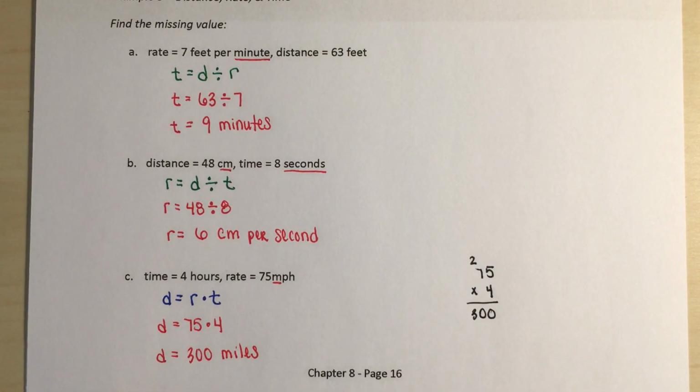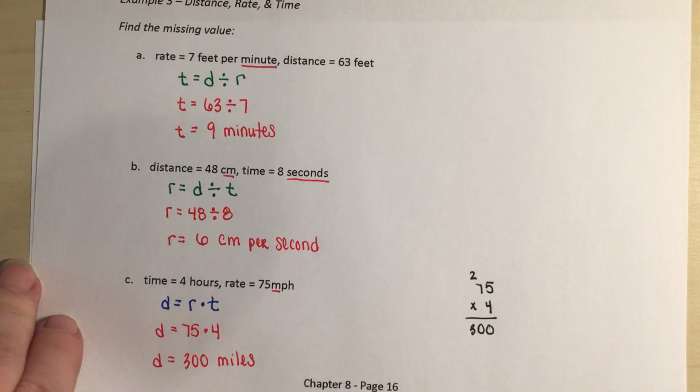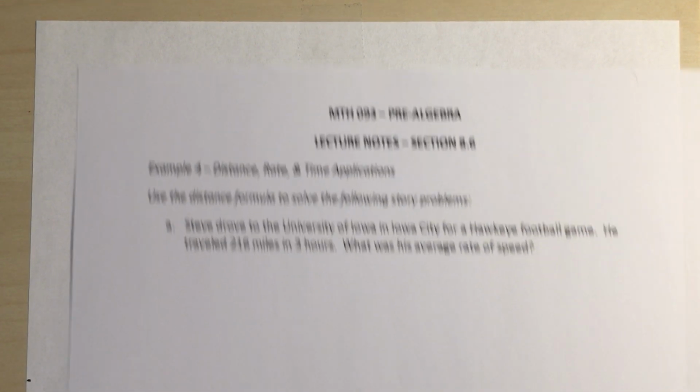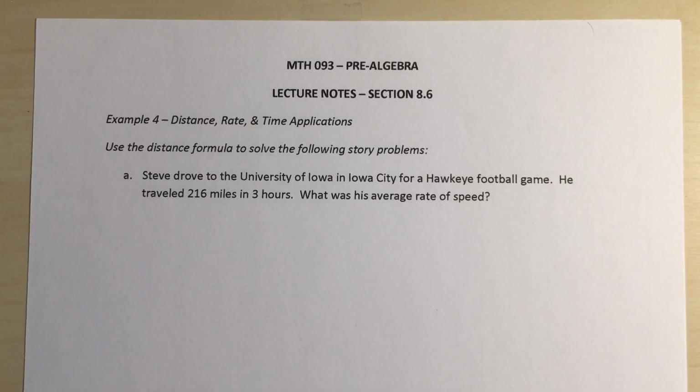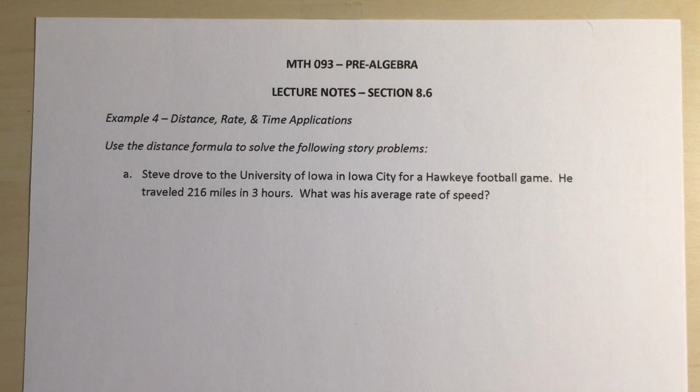Okay. So if we're looking for distance, we multiply. If we're looking for rate or time, we divide. And then we want to make sure we label accordingly. The other types of problems that we can run into still using our distance formula would be something that looks more like a story problem. So in example 4, we're going to go through 2 story problems, talk a little bit about how we can use our formulas to help set these up.